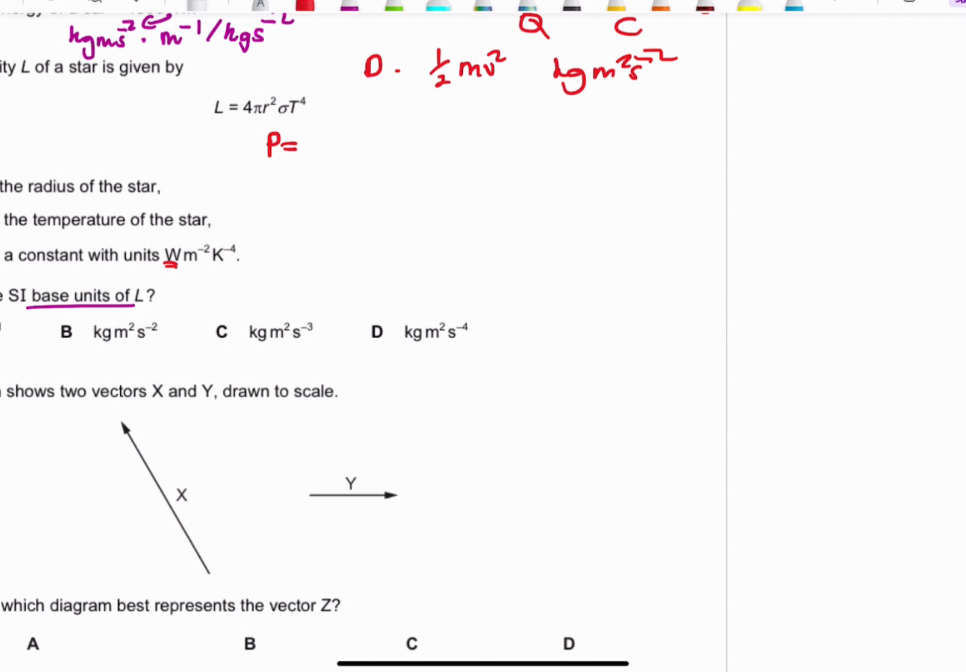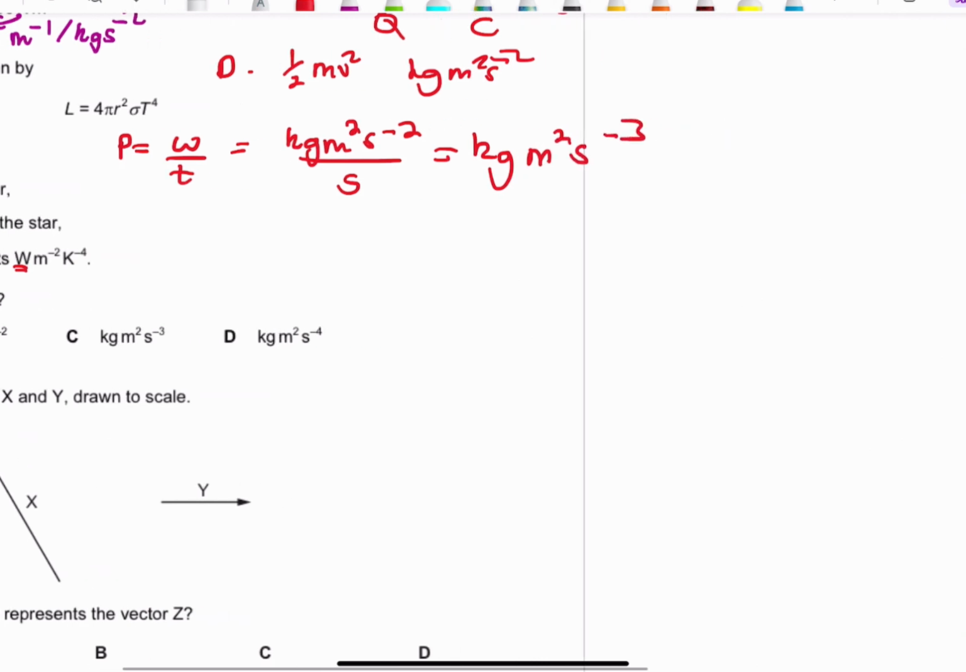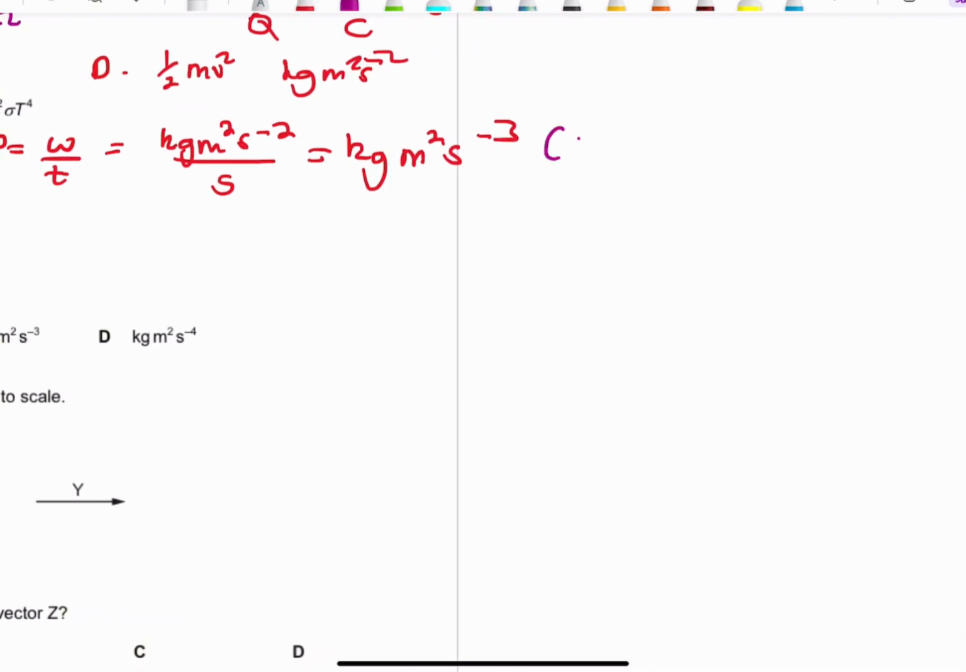So power is basically the work done per unit time. Work done is kg m squared s to the power of -2, divided by time, which is s. So that gives us kg m squared s to the power of -3, or the watt, famously known as the watt.